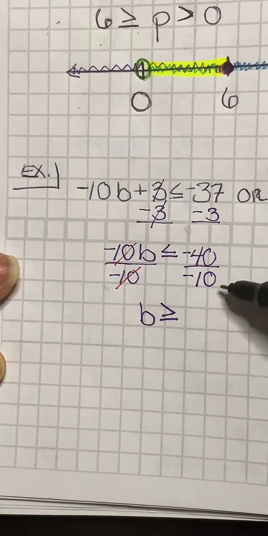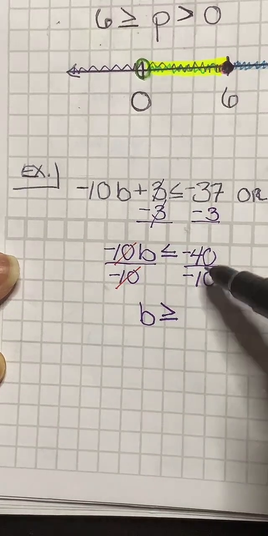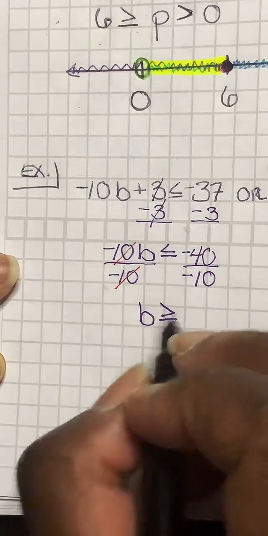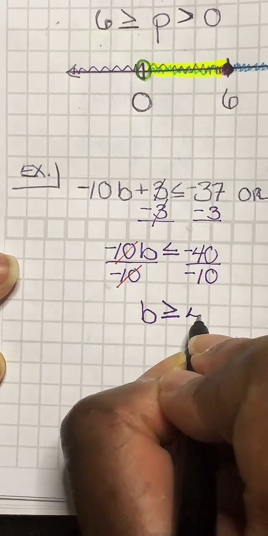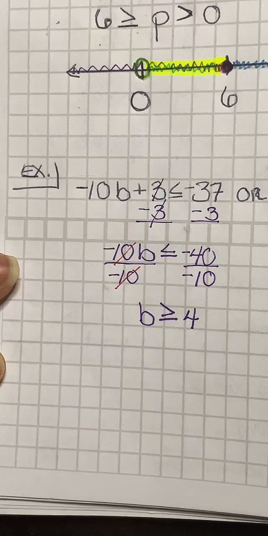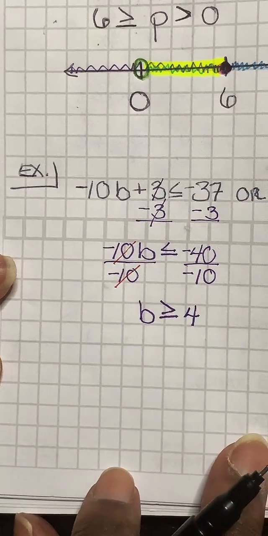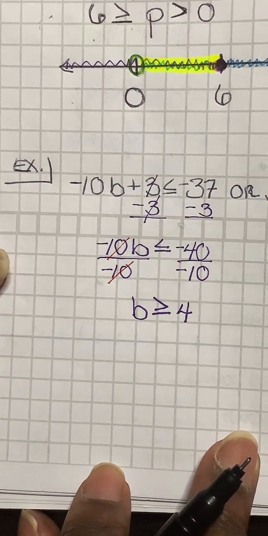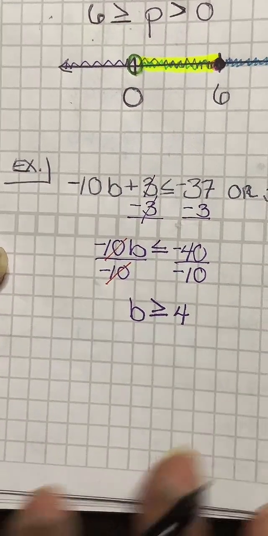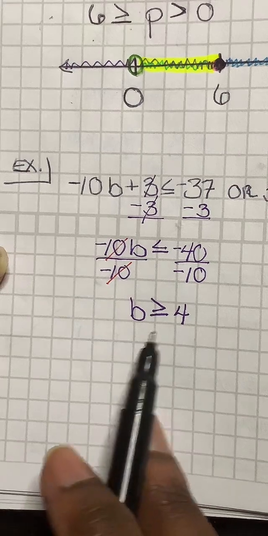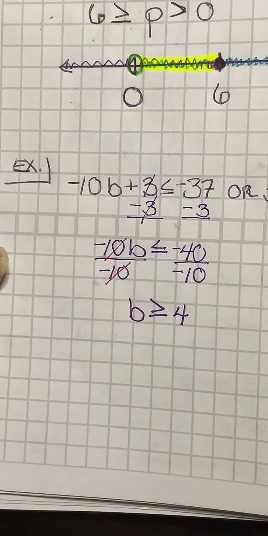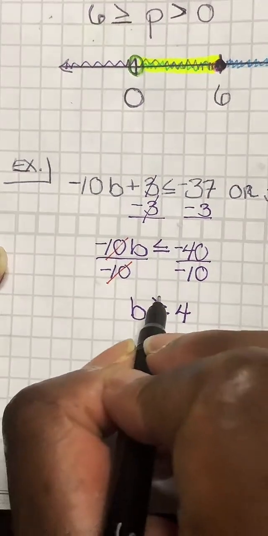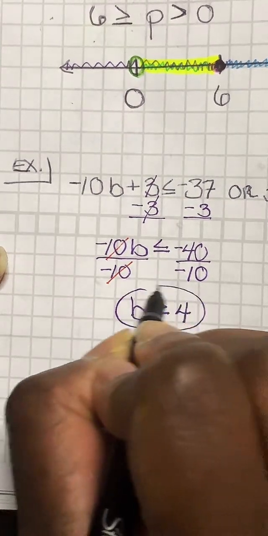Now, negative 40 divided by negative 10. A negative divided by a negative gives me a positive. And 40 divided by 10 gives me 4. Okay, we're good? Good. 4. All right. Don't forget the equal to. I know it's kind of weird to type in the equal to, but that's what's happening. All right, so that's one side.